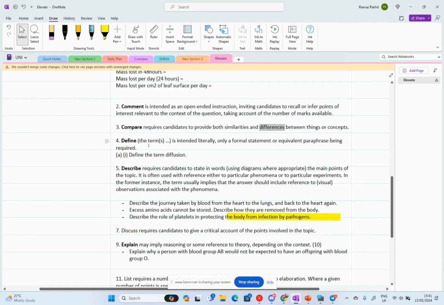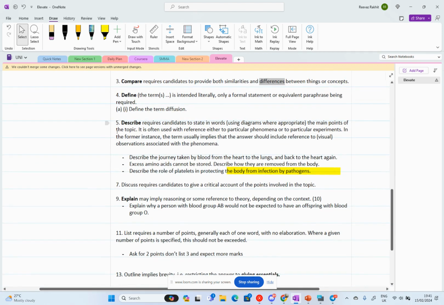Now, define is very straightforward. Don't mess it up. In fact, your bio textbook has a list of definitions. Go read it. Get a book, an A2 book, the small ones. Write out all your definitions from your bio textbook and keep rereading them, keep recalling them, and try to memorize them. It's very crucial. It's usually 1-2 marks.